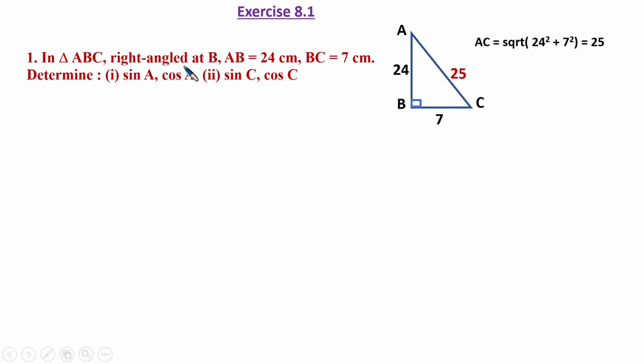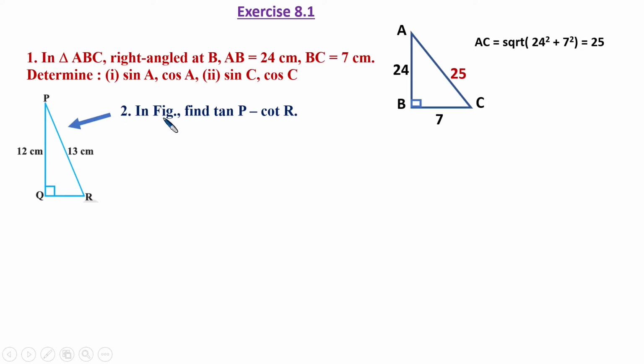In triangle ABC, right angle at B, AB is 24, BC is 7 and determine what is sin A, cos A, sin C, cos C. So this is very easy. So I know that 24 square plus 7 square, square root of it, AC is 25. So sin A is your opposite side, 7 by 25. Cos A is your 24 by 25. So similarly, sin C is your 24 by 25 and cos C is your 7 by 25. So this is very easy. I'm not writing it down. You check in the book.